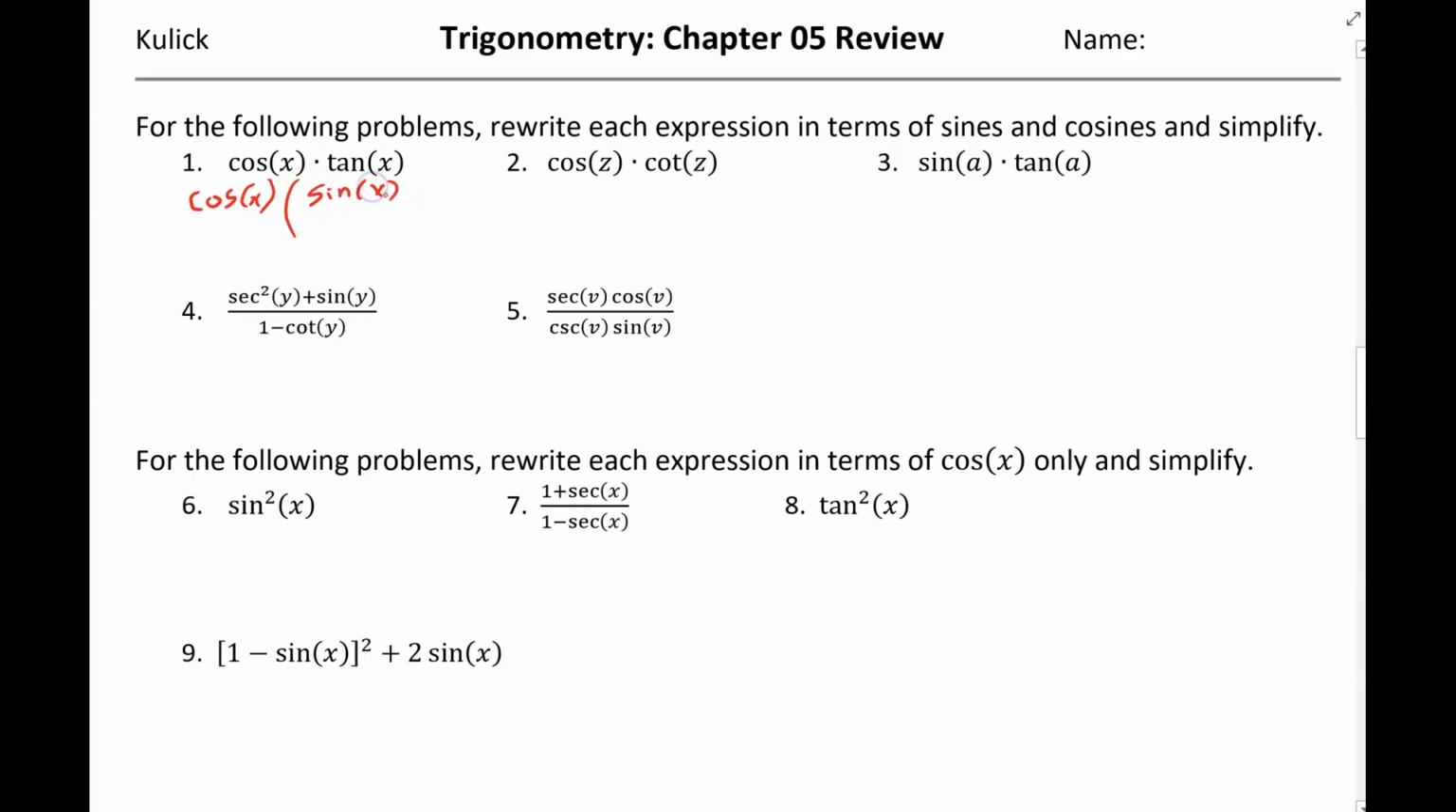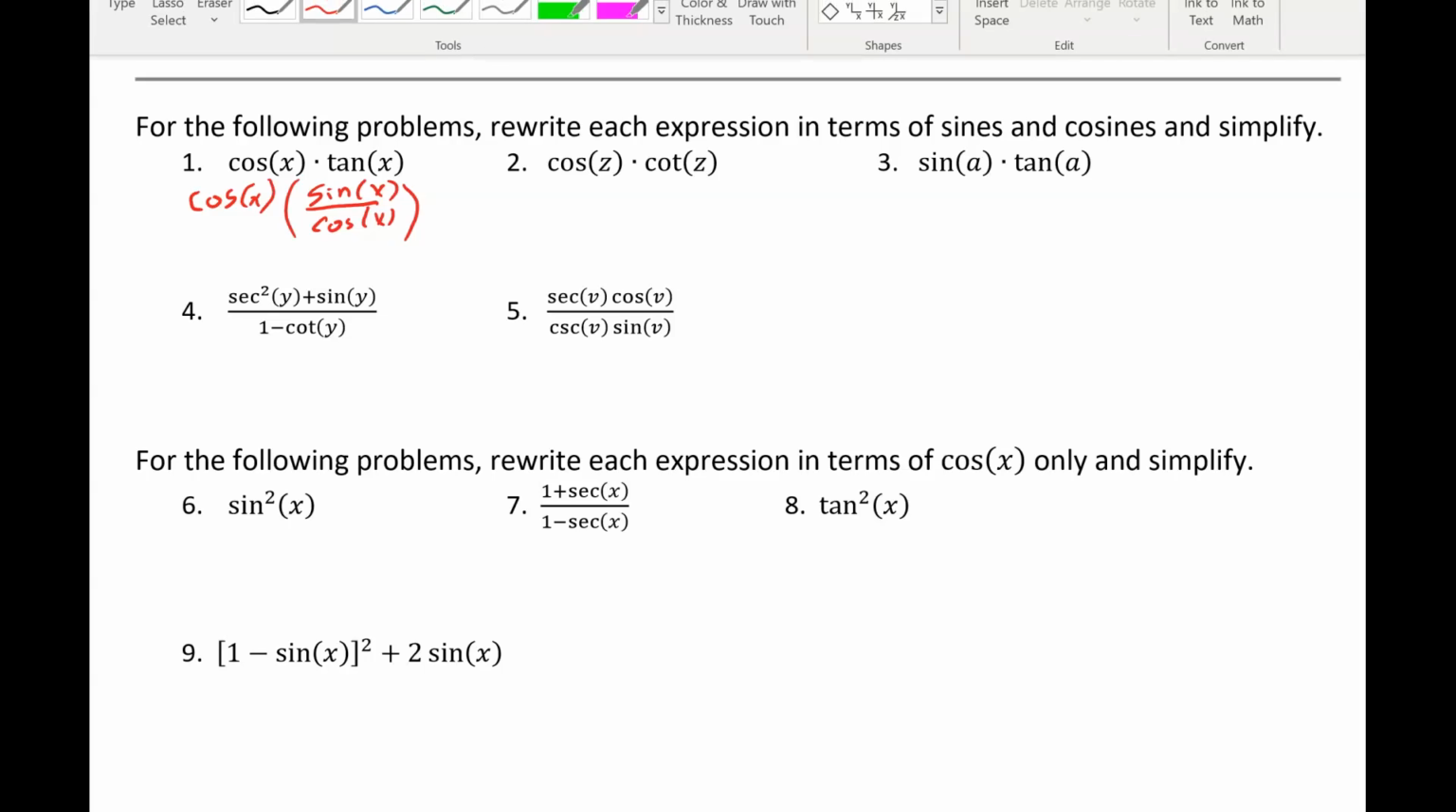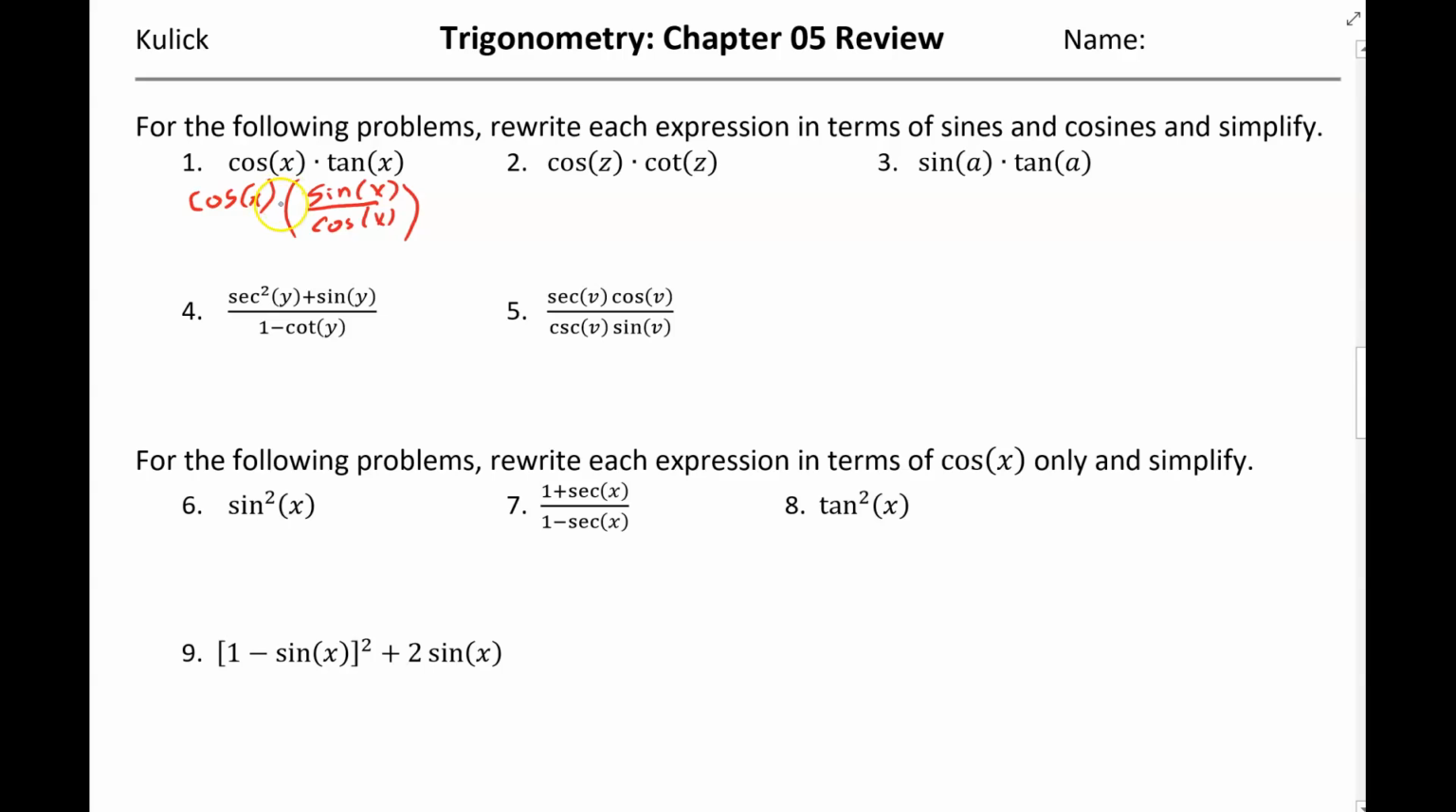So I can rewrite tangent as sine x over cosine x. Everybody happy there? Okay? All that's left to do now is to simplify. What's going on here? Well, I'm really just multiplying two fractions together, right? So those can cancel. And what am I left with? Just sine x. And I'm done.